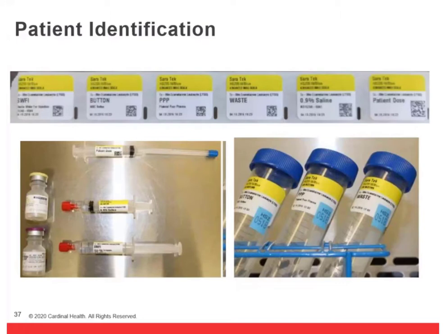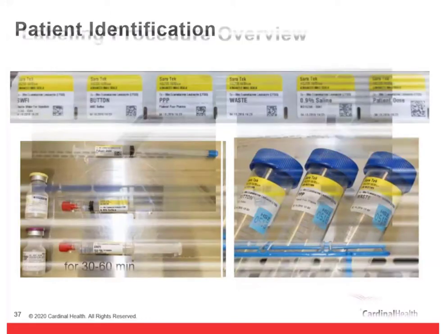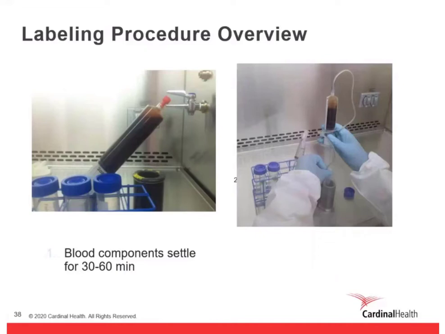Every single step of this labeling process undergoes a barcode scan, from separation all the way down to final patient dose. So, a quick overview of the process. Once we receive the blood sample back at the pharmacy and it starts to separate out, that needs to happen for 30 to 60 minutes. At that point, we're going to push off that supernate to get hopefully our white blood cells. That's when we really start the isolation.